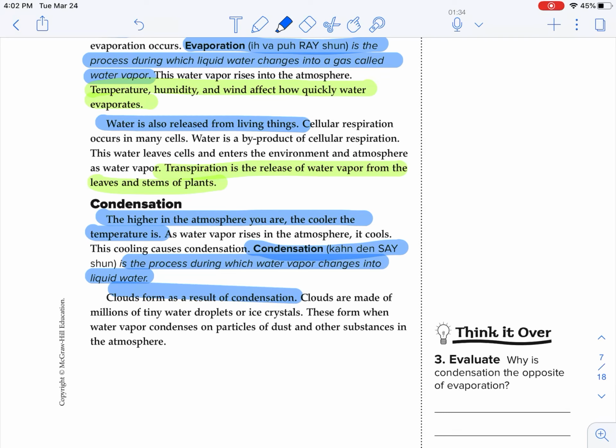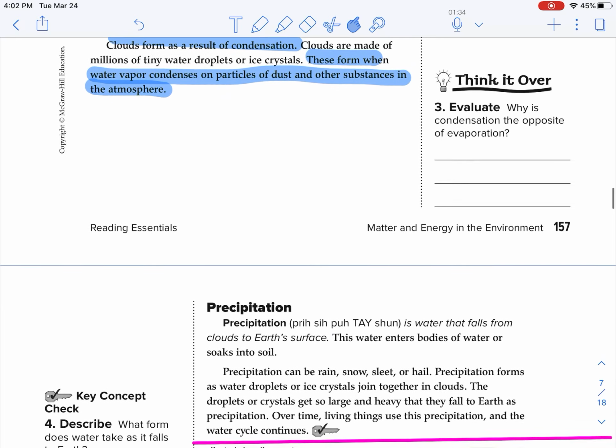Clouds are made of millions of tiny water droplets or ice crystals. These form when water vapor condenses on particles of dust and other substances in the atmosphere. Let's go ahead and highlight that. So they're going to condense on particles of dust and other substances. That's why we've got some pollution. The water vapor is going to condense on those. So let's scoot this down a bit.